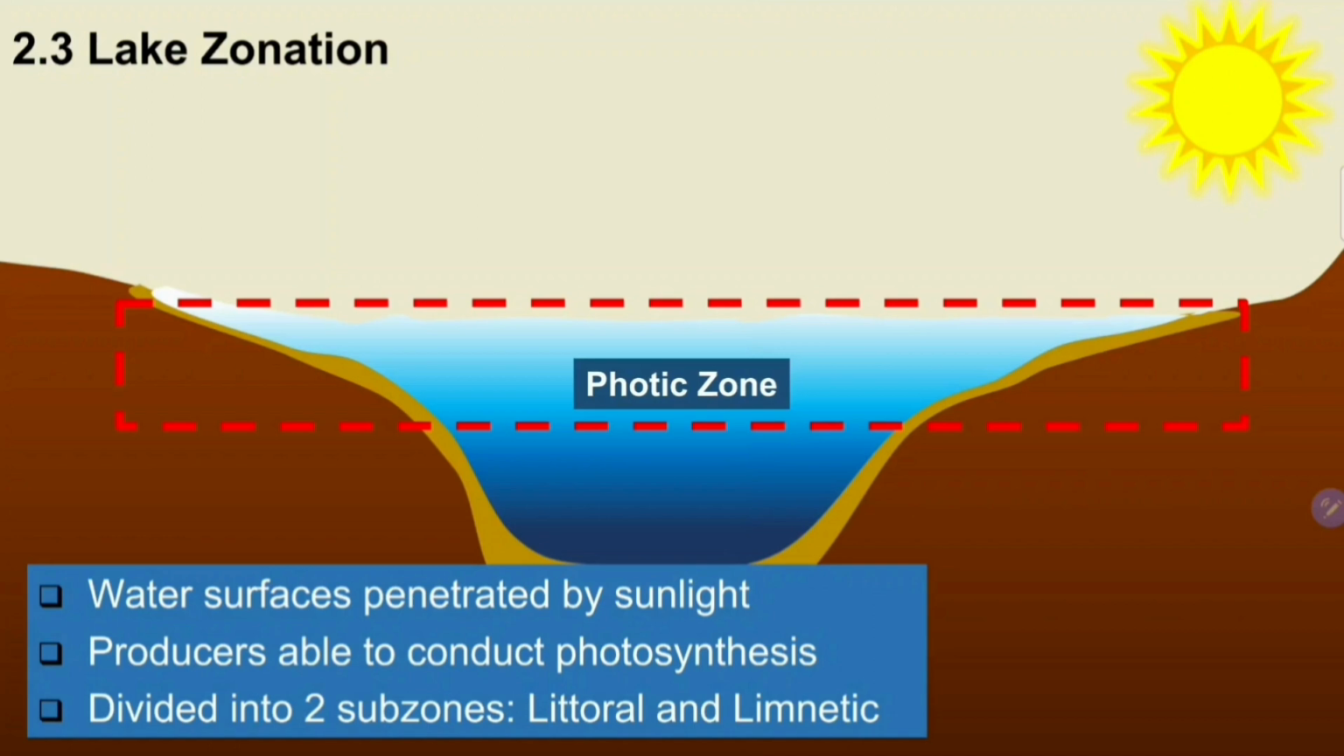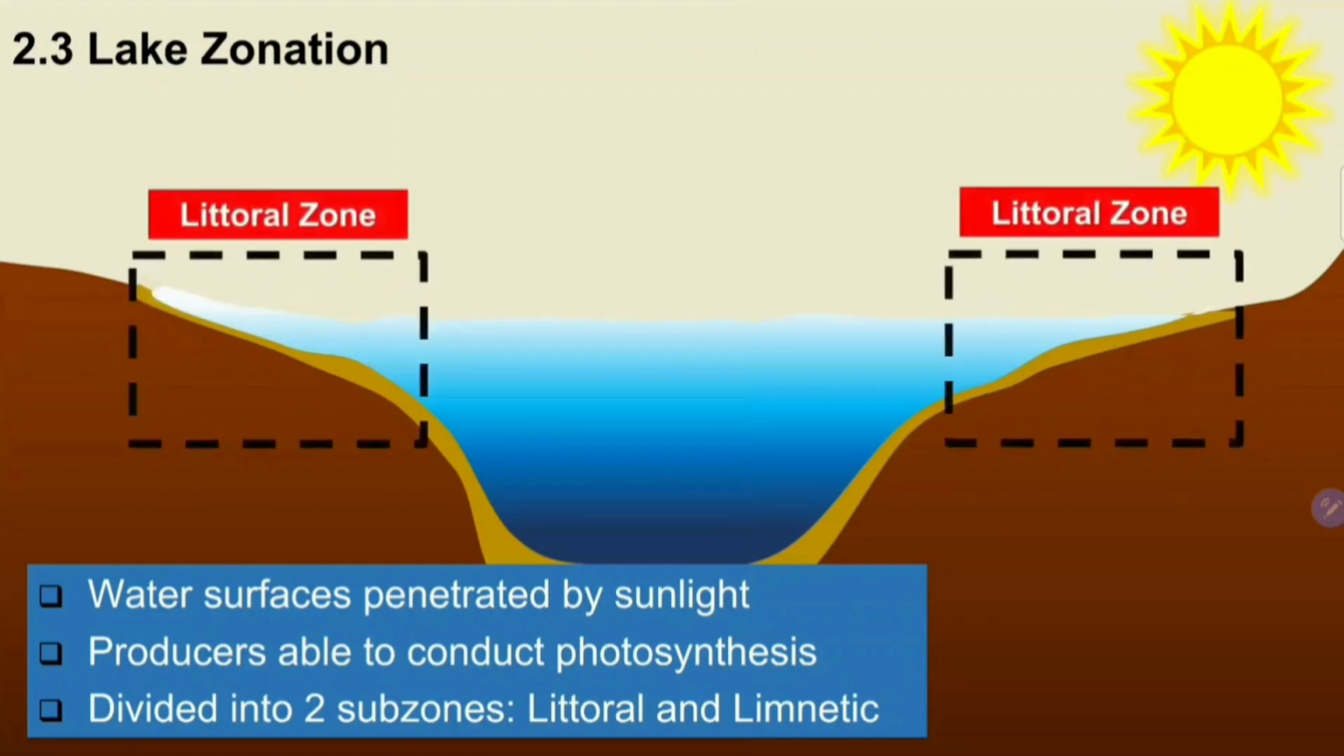First is photic zone. Photic zone is the water surface penetrated by the sunlight, and in this region, producers such as plant or algae will be able to conduct photosynthesis to make food. This zone can be further subdivided into subzones which are littoral as well as limnetic.